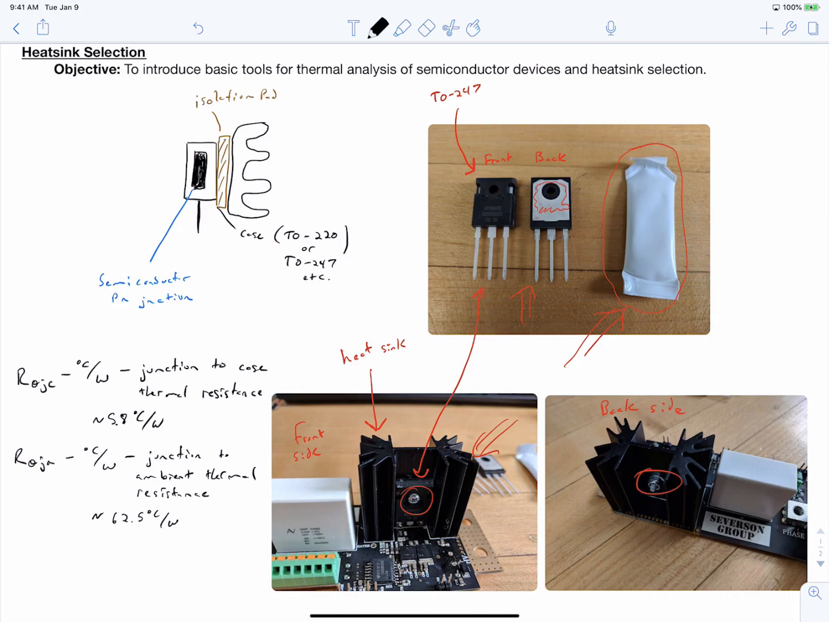And so this is common. Of course, we would expect that if we don't use a heat sink, we're going to have a much greater temperature rise in our junction as compared to when we do use a heat sink. So obviously the heat sink is going to help us get heat off of that junction with a lower temperature increase.